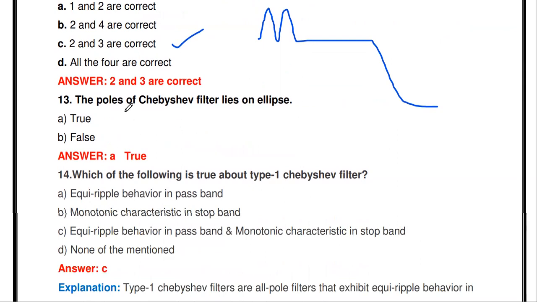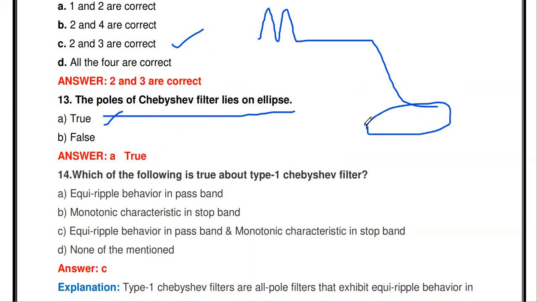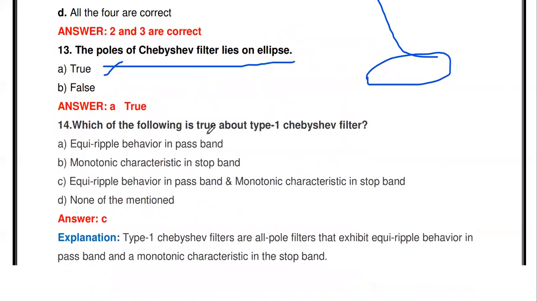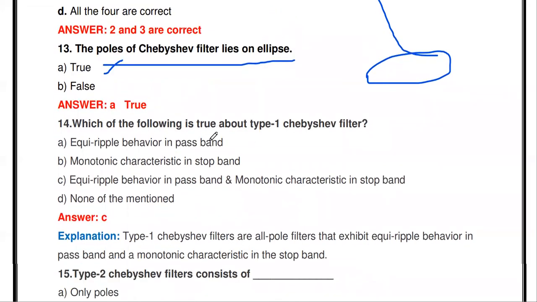Then the poles of Chebyshev filter lie on ellipse. Yes. The poles of Butterworth filter lie in a circular manner, but similarly the poles of the Chebyshev filter lie in an elliptical manner. They lie on the ellipse. Then which of the following is true about type 1 Chebyshev filter? In Chebyshev filter, there are two types: Chebyshev filter type 1 and Chebyshev filter type 2.